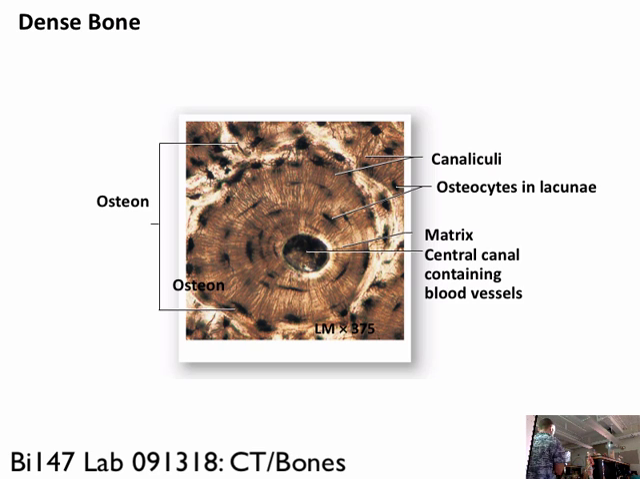But the matrix of bone is different than the matrix of cartilage. It's calcified. It's hard. It's been calcified with this stuff called hydroxyapatite. We'll look at that in lecture. The actual bone cells, or osteocytes, osteo meaning bone, like an osteopath is a person that thinks that your pathology or what's wrong with you can be treated by manipulating your bones.